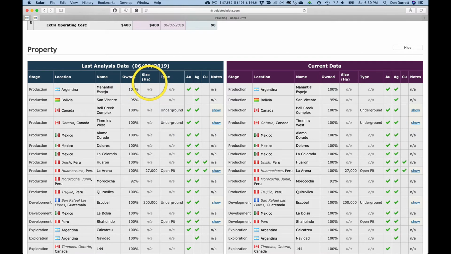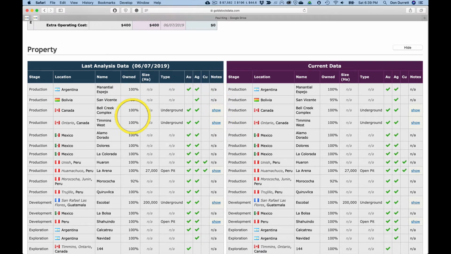I prefer to use acres, but the site uses hectares. I'm just used to acres, but a lot of people are in Canada and global, and they're used to hectares. The types, we have underground, we have unknown, we have open pits, and then we have the type. We only have three types. AU is gold, AG is silver, and CU is copper.